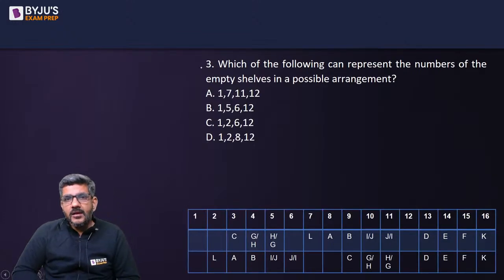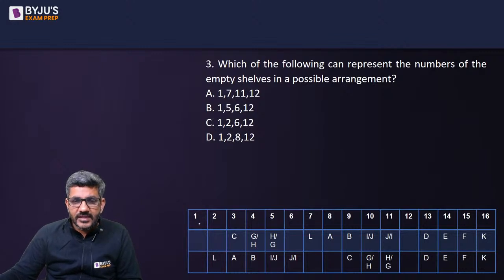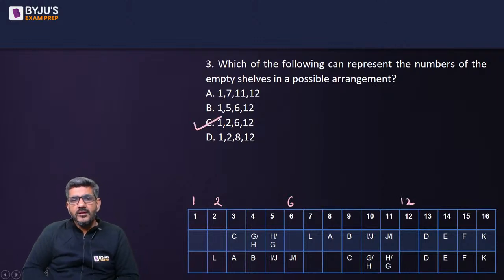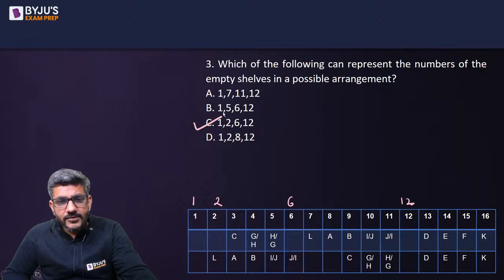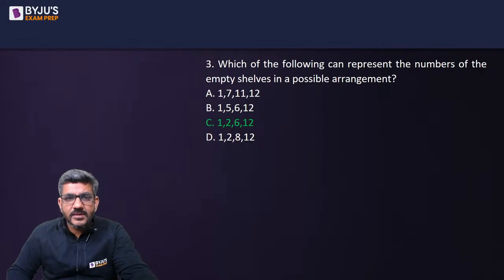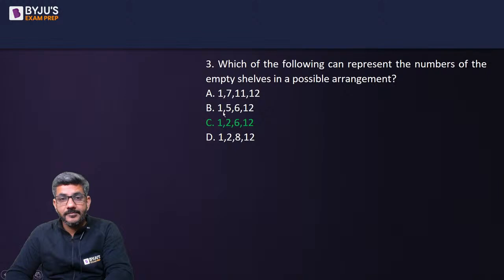Coming to the third. Which of the following can represent the number of empty shelves in a possible arrangement? So the empty shelves are 1, 2, 6 and 12. That's a possibility which is given in option C. So that is the answer. It came out straightforward. Therefore, the correct answer for question number 3 is option C, that 1, 2, 6, 12 can be the empty shelves.